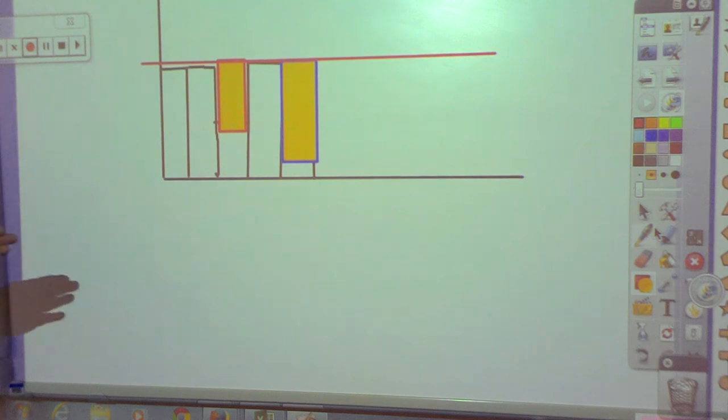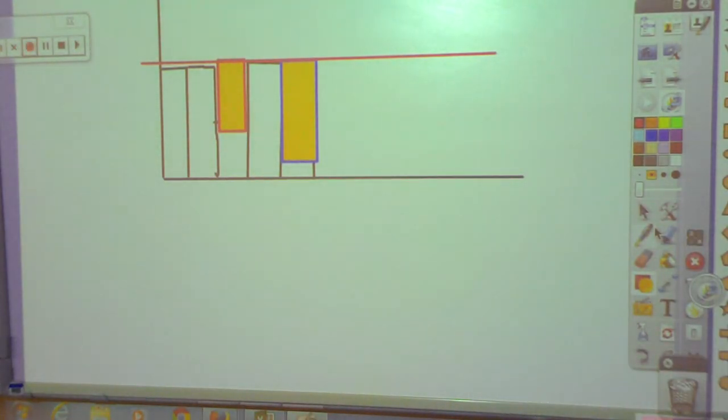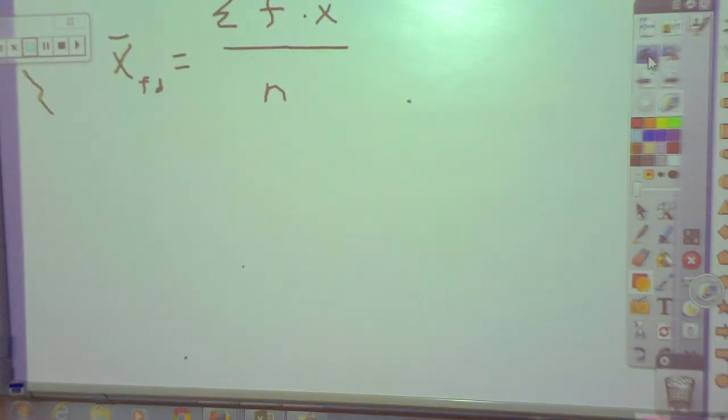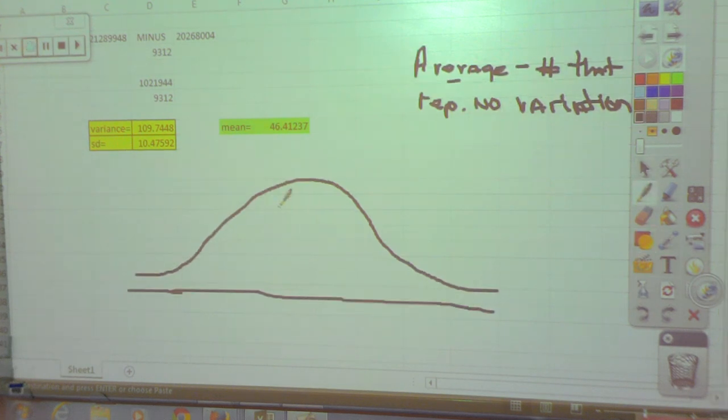Now, once you find that, you have found the center of your data. And when you find the center of your data, then you can put your standard deviation with it. Go back to your notes right here. And that average is what? 46. I'm just going to say 46 because I don't feel like adding a bunch of decimals. So there's 46.